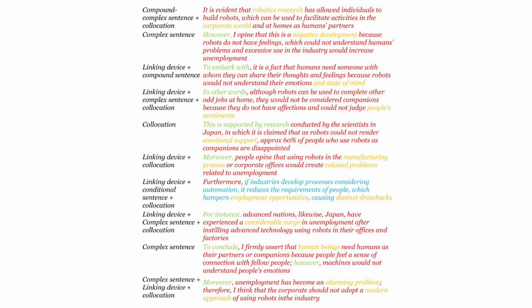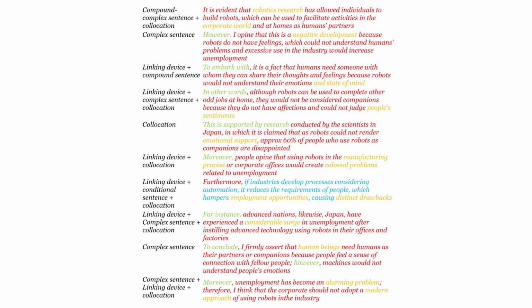Let us go through the first sentence, which is a compound complex sentence, and two collocations have been used. It is evident that robotic research has allowed individuals to build robots which can be used to facilitate activities in the corporate world and at homes as humans' partners. So corporate world, that is a collocation. Robotics research is also a collocation. Two collocations used, which makes it a complex sentence and a compound sentence. So it is a compound complex sentence with collocation.